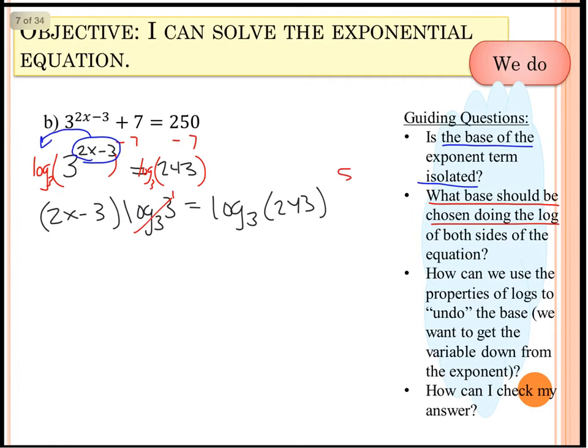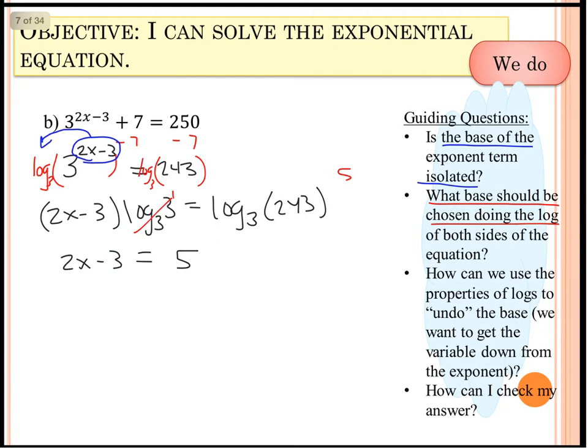So 3 to the 5th power is 243. So let's rewrite these. Simplifying, we get 2x minus 3 equals 5. If you weren't thinking about these things in terms of using the power property, you could be thinking about these in terms of doing the log with the same base is just going to give you the exponent, because that's what we end up getting down here. So you could simplify that way also.